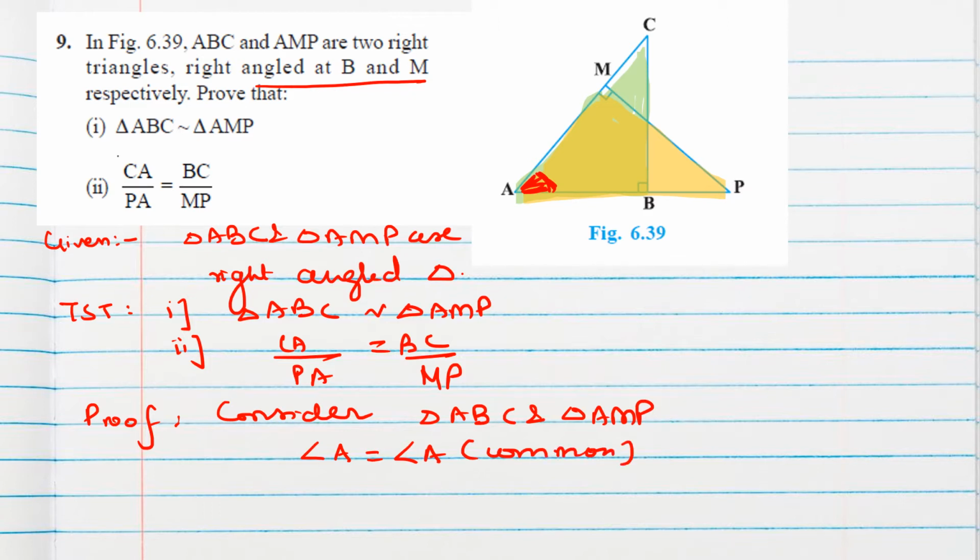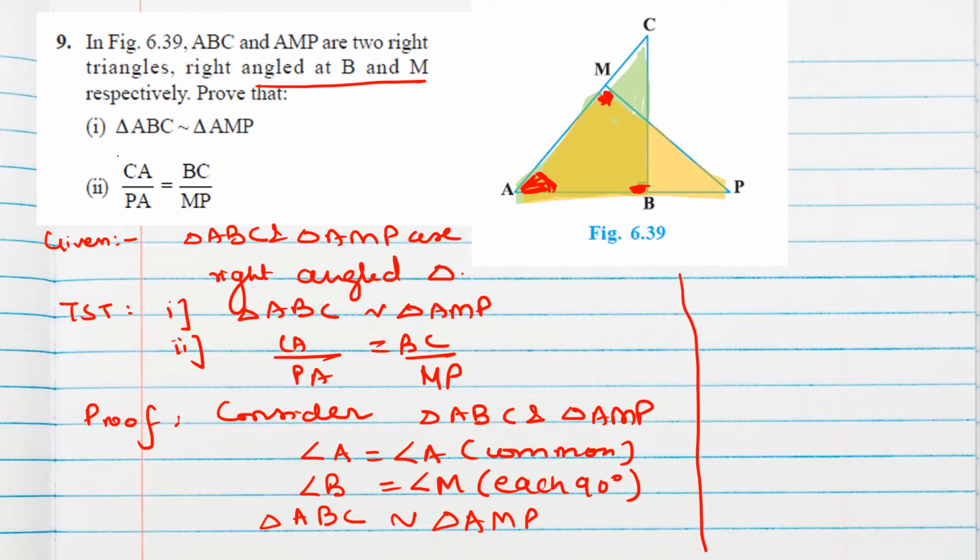And angle B is the angle of triangle ABC and M is the angle of triangle AMP. Okay, both will be equal. Why? Because of 90 degrees. So reason we can write each 90. Again we have proved two angles which are equal. That means we can write ABC is similar to AMP. Now if two triangles are similar, we can write their CPST, corresponding parts of similar triangles. So here AB by AM we can write.